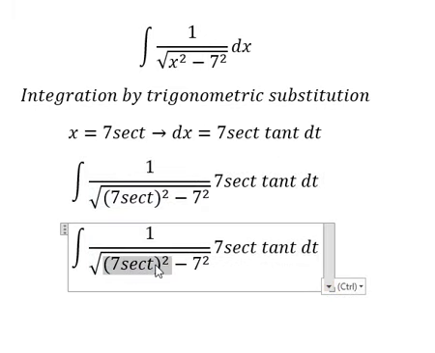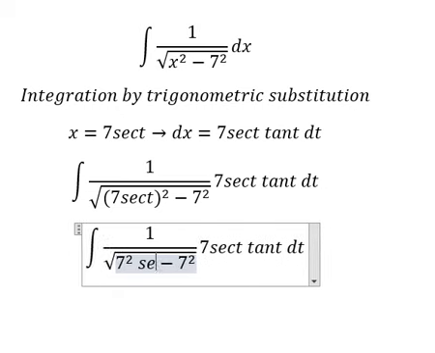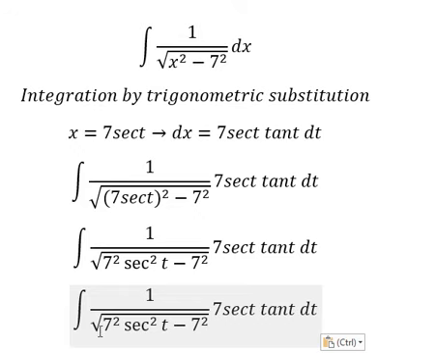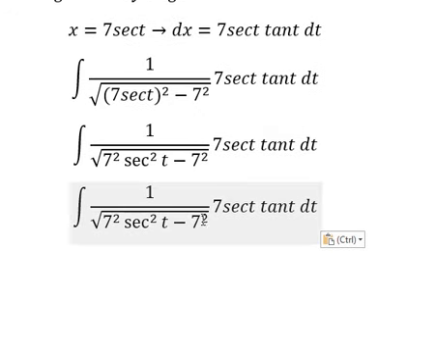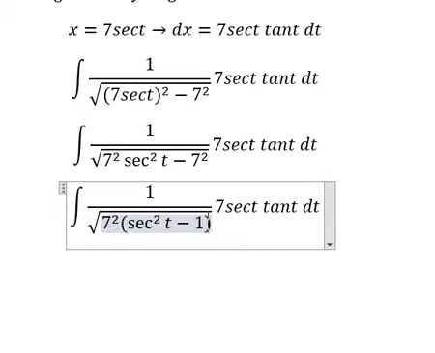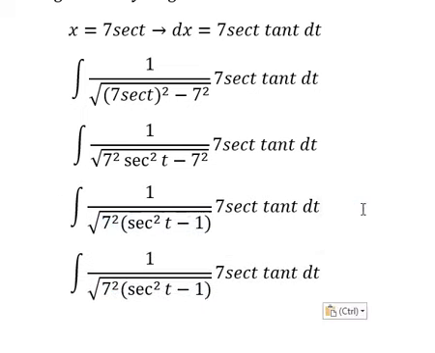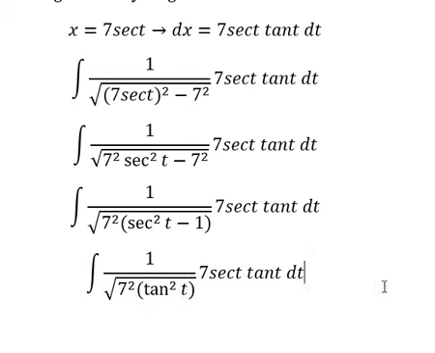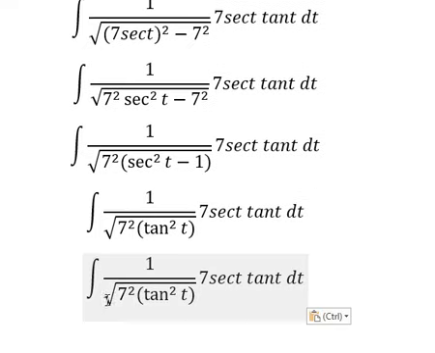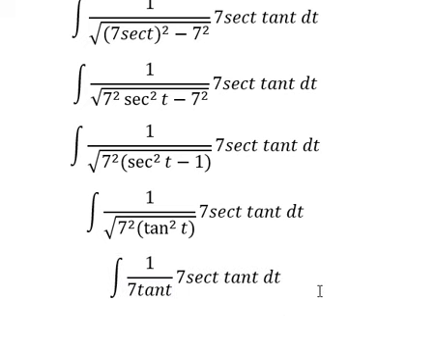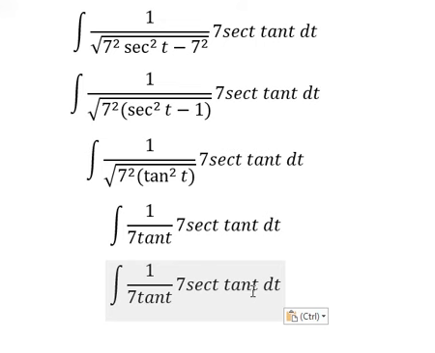So this one you get 7 squared secant of t squared, minus 7 squared, we can do factorization. And this one, we change to tan t squared. The square root of 7 squared tan t squared, we get 7 tan t. So we need to simplify the numerator and denominator.